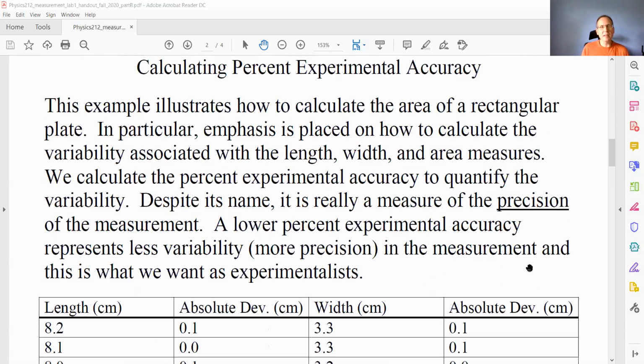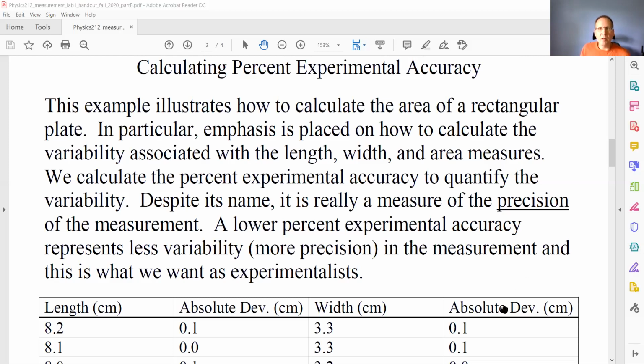So let's first talk about, and I think this is the one that's a little more difficult, takes a little longer to explain, calculating percent experimental accuracy. Now remember, even though it's called percent experimental accuracy, this is a measure of precision, right? It's a measure of the variability. It's that relative average absolute deviation. That's what we're going to be calculating.